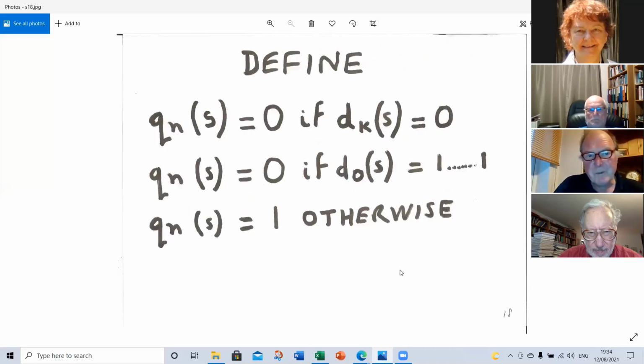What I'm going to do now, which is different from what I've done before, is define a binary variable called Q of S. There is a Q for each of the derivatives of a string.